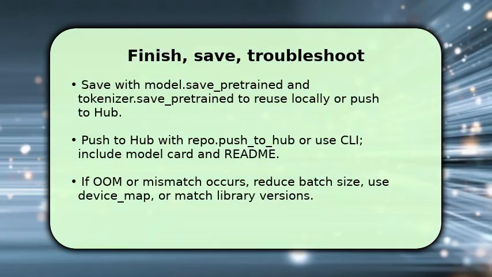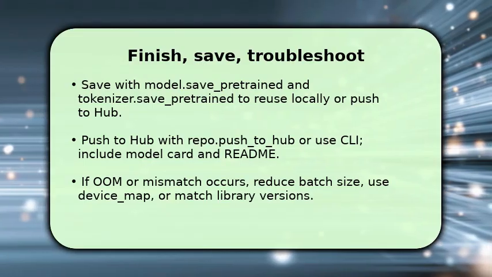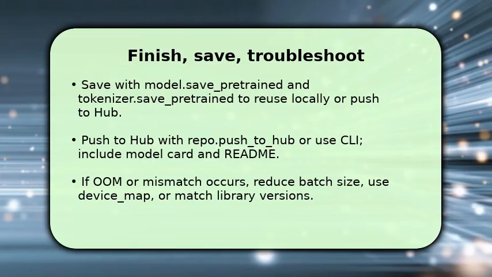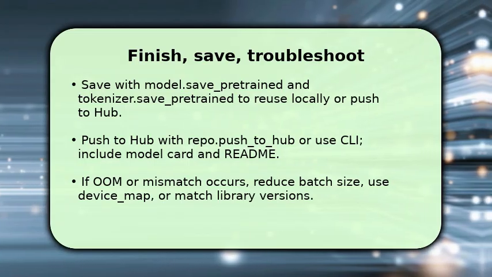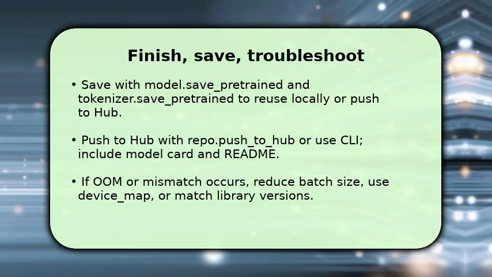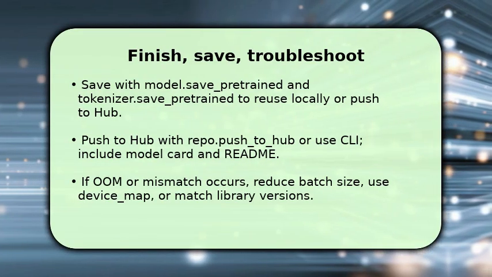And monitor VRAM. You finish by testing end-to-end, saving the model and tokenizer with save_pretrained, and optionally push the repo to the hub so others can use it. When packaging, include a model card and minimal README to explain inputs and expected outputs.